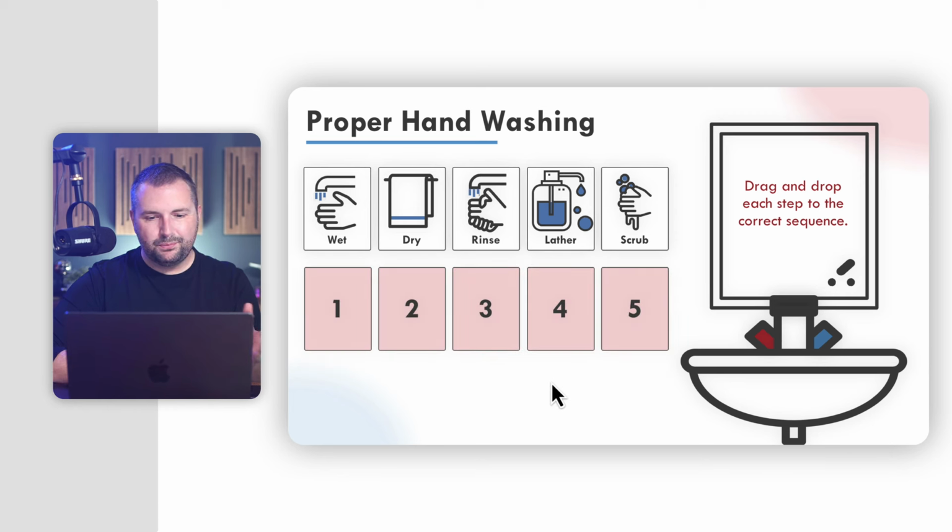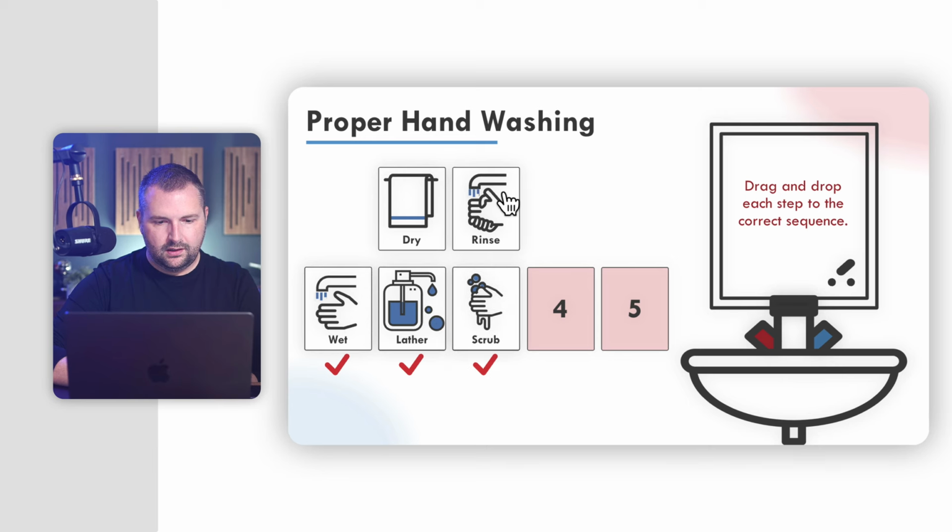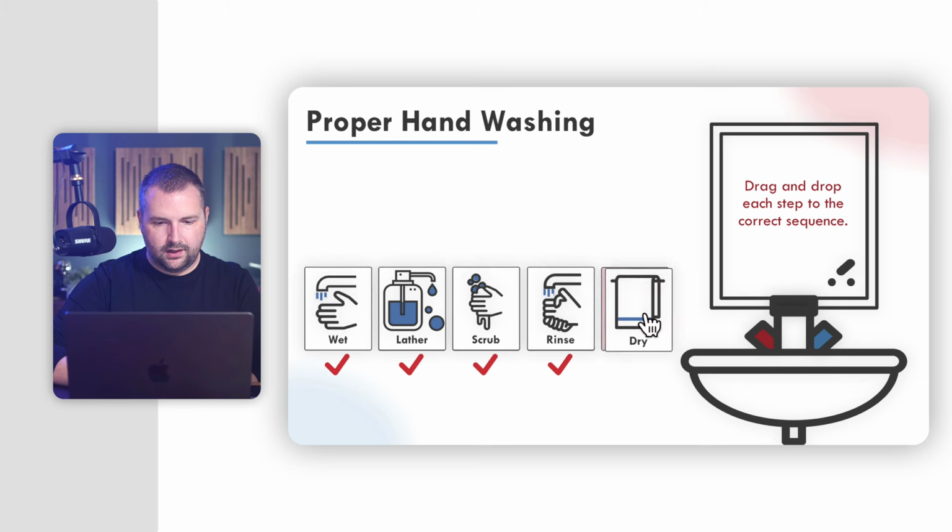All right, so we have a simple drag and drop matching interaction here to order the steps of proper hand washing. So I'll go ahead and start with, what is it? We have to get wet. We'll start there. And then, we get a little check mark to indicate that we've got it correct, which is good. We'll go ahead and lather. And then I believe we scrub, rinse, and then dry.